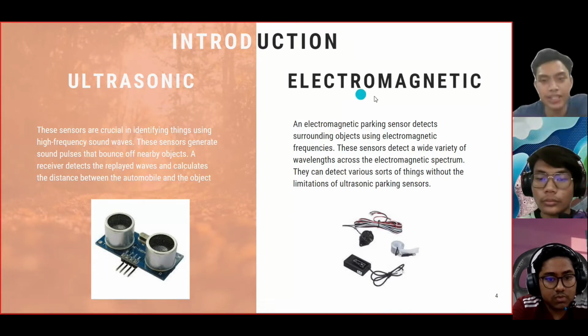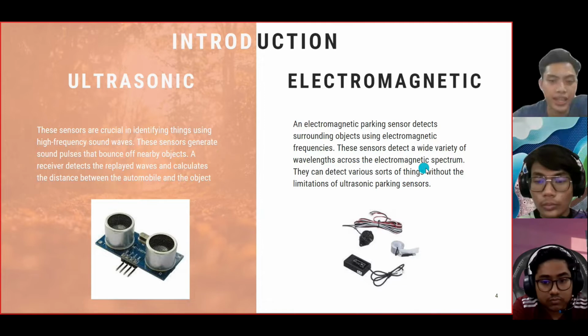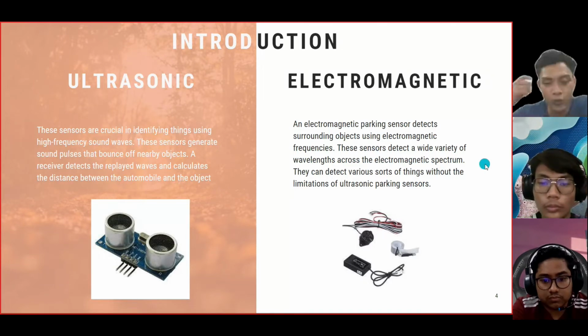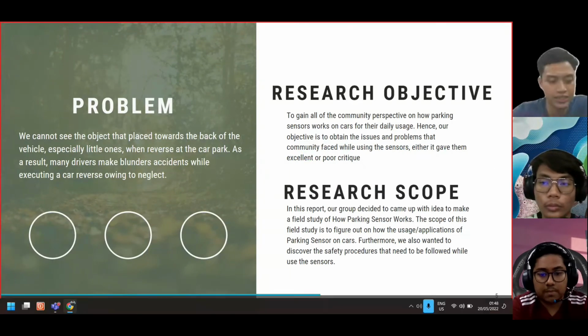For the electromagnetic sensors, electromagnetic parking sensors detect surrounding objects using electromagnetic frequencies. These sensors detect a wide variety of wavelengths across the electromagnetic spectrum. They can detect various sorts of things without the limitation of ultrasonic parking sensors. So I'm going to pass this slide to Isyraf Hariri.